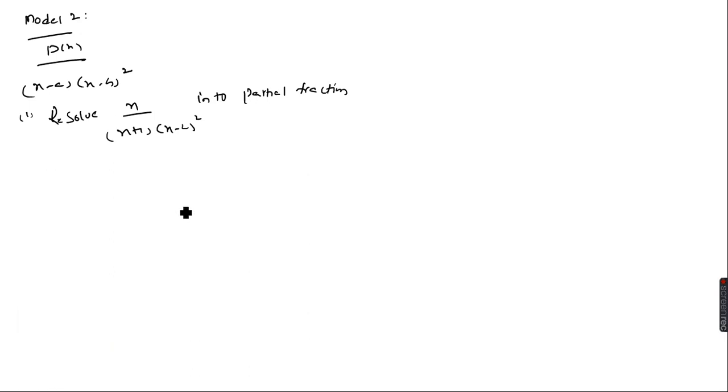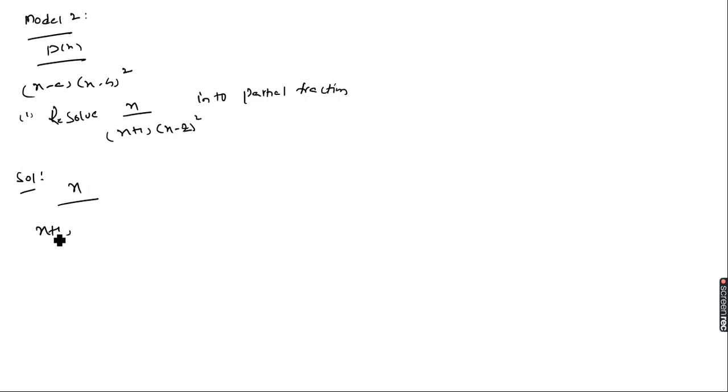So next the model is p of x by (x minus a) into (x minus b) whole square. Here one factor is repeated, that is x by (x plus 1) into (x minus 2) whole square, that is x minus 2 is repeated twice. How can we solve this problem?